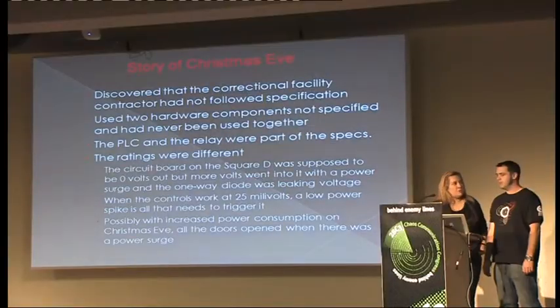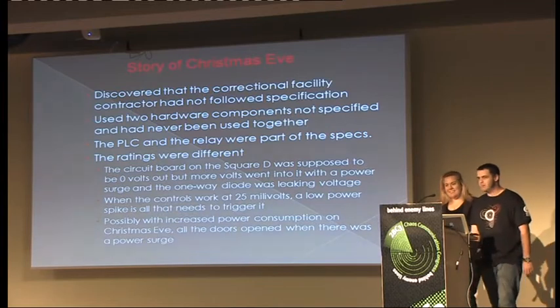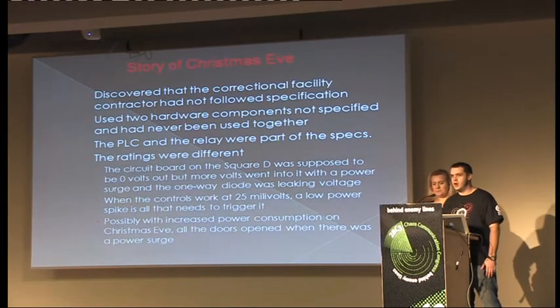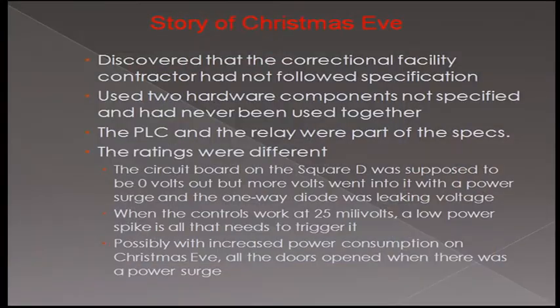So why don't you tell me the story of Christmas Eve? All right. So basically, at one point, John was called by the warden of a prison, on Christmas Eve, and there existed a problem. All the doors had come open on death row. So this was interesting. Clearly it was not supposed to happen.